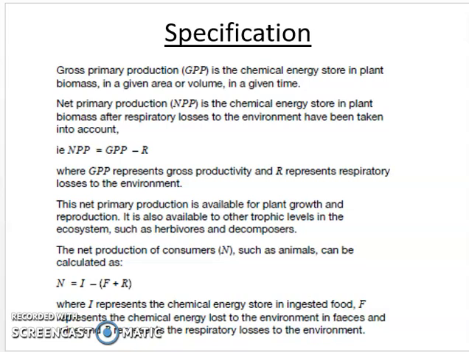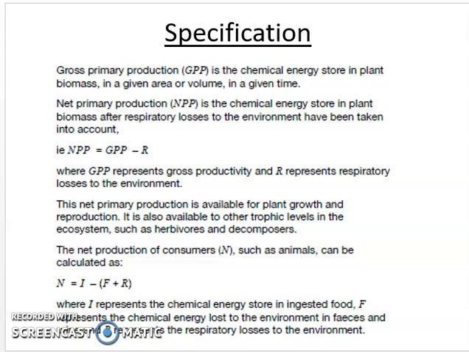So these definitions are from the spec, therefore these are the definitions that we are using. So gross primary production is the chemical energy store in a plant biomass. Okay, we do it in a given area or volume in a given time for comparison reasons, but that is your main definition. Net primary production is the chemical energy store in a plant biomass after respiration losses to the environment have been taken into account.